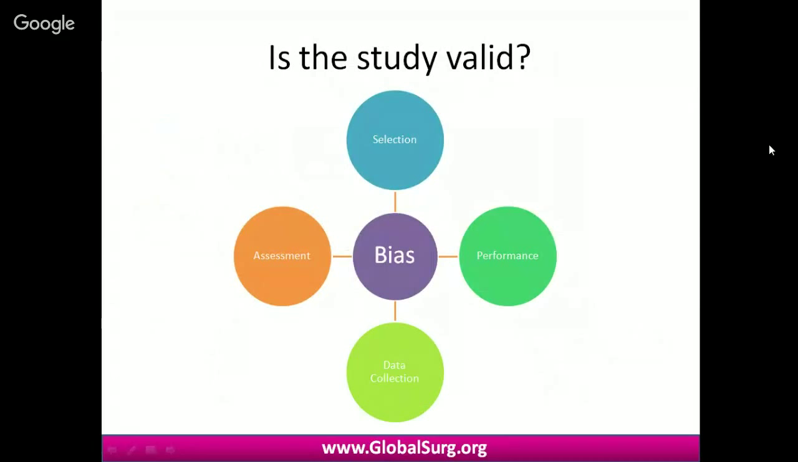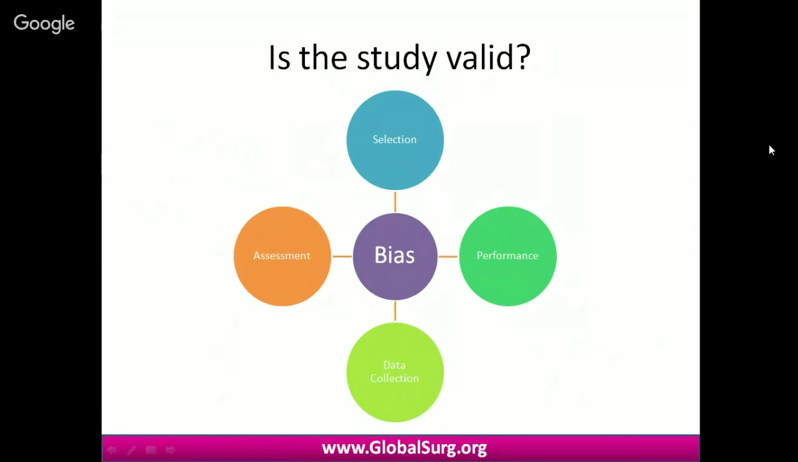So bias is any factor that would influence your results other than the intervention that you're investigating. There are over 30 different types of bias, but I've put them into broader categories: selection, performance, data collection, and assessment. Selection bias is looking at the individuals that form your groups and whether there is anything that could cause your results to be different other than because of the intervention that's in place. So a way to minimize this would be through randomization.